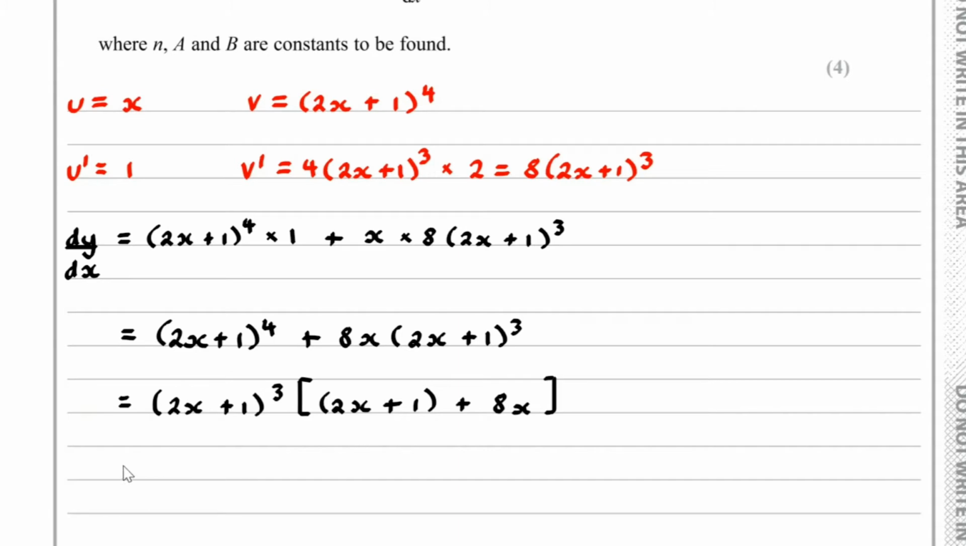And so, simplifying this even further, we've got 2x plus 1 cubed multiplied by, well, 2x plus 8x is 10x. And then we've got the plus 1. And so this is our final answer.